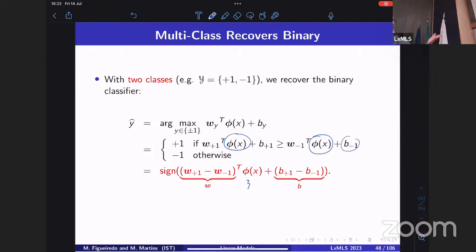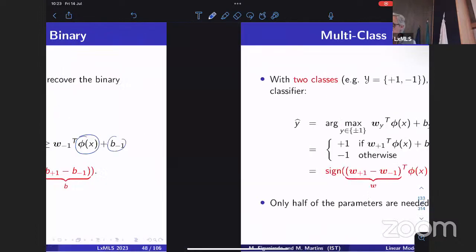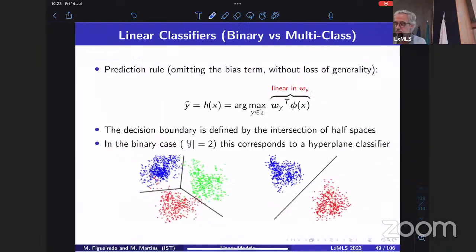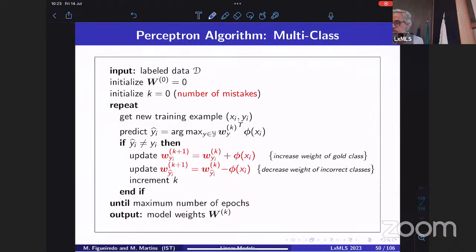And now you can call the difference between the two w's simply w, and the difference between the two b's simply b, and you recover the original thing that we had for the binary case, which is sign of w transpose phi plus b. In fact, if you have a binary classifier, you don't need vectors for the two classes, you just need one vector. What it represents is the difference of the vectors for the two classes. So again, this is the binary case that we saw.